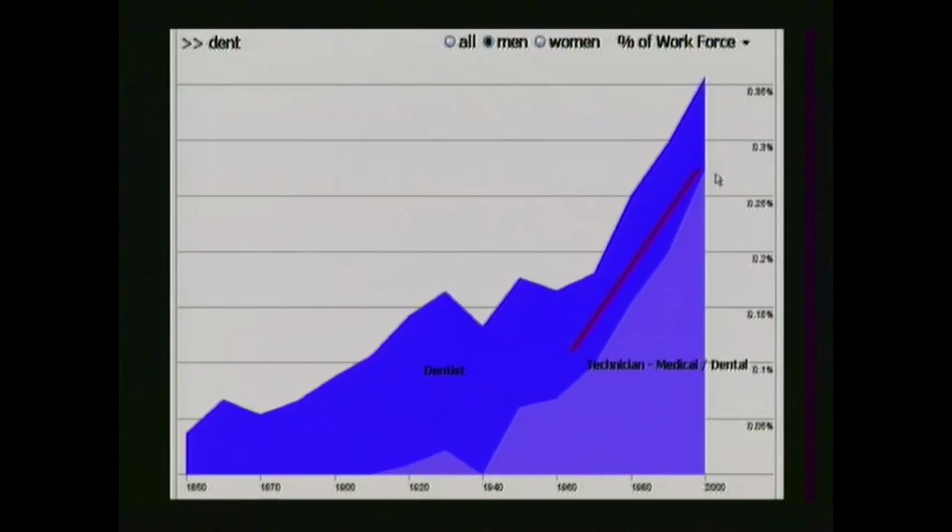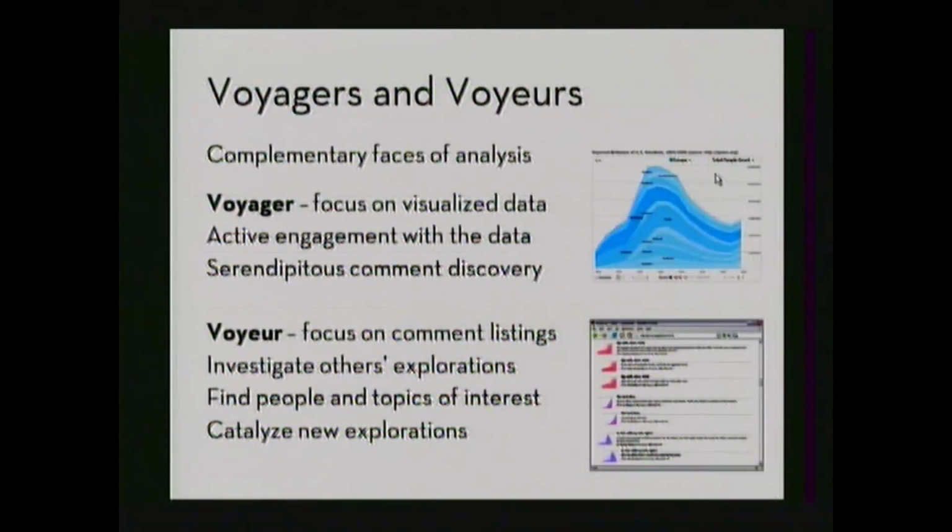And there are many other examples of this I don't have time to go into, but we've documented a number of them in our research papers. And so one of the funny things we saw here was also looking at different usage behaviors. So we saw that we can engage directly with the visualization, but we also had those comment listings you could go to. And we saw this basically taking up two complementary phases of analysis that we called voyagers and voyeurs.